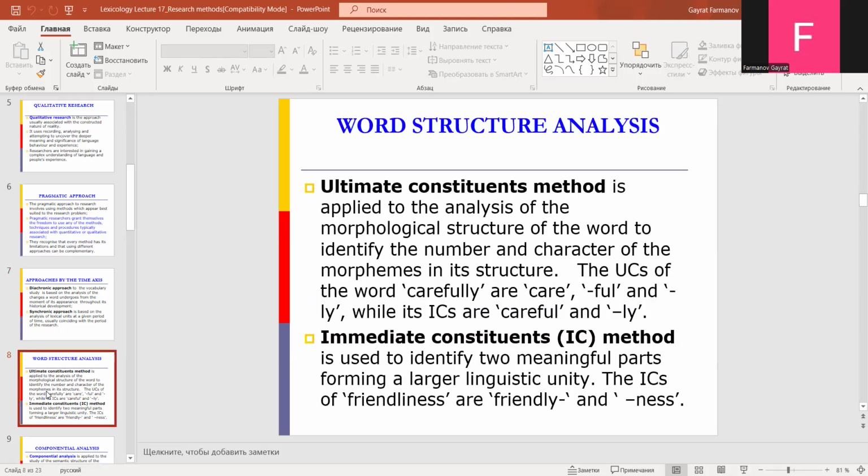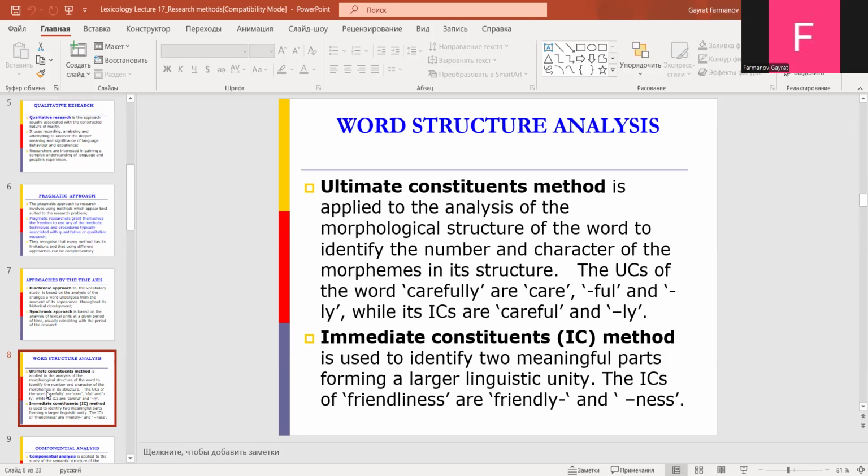Word structure analysis. The ultimate constituents method is applied to the analysis of the morphological structure of the word to identify the number and character of the morphemes in its structure. The UCs of a word carefully are care, ful and ly, while its ICs are careful and ly.